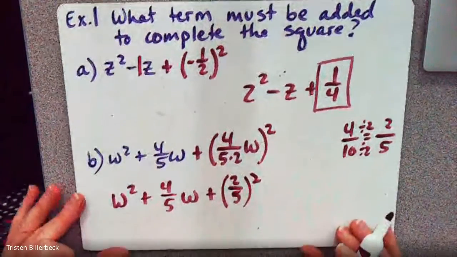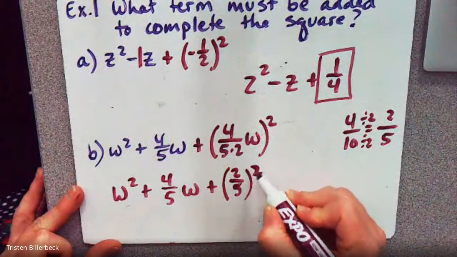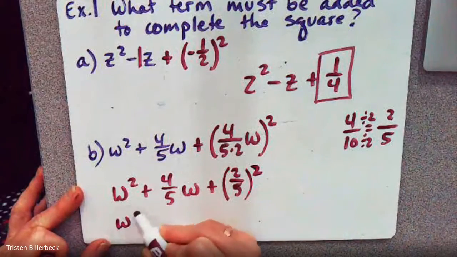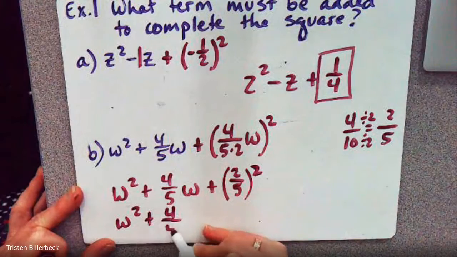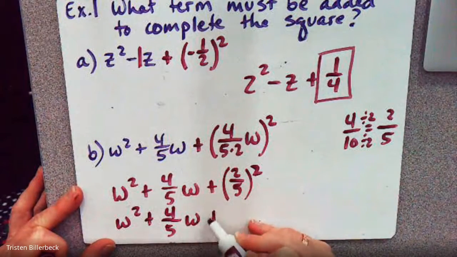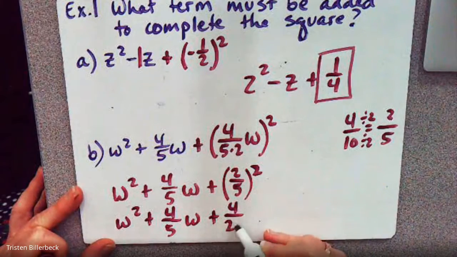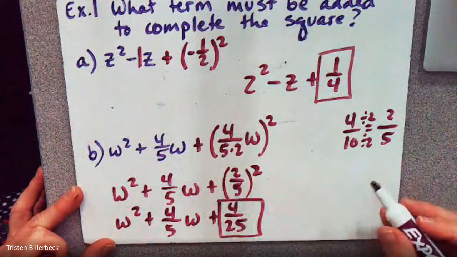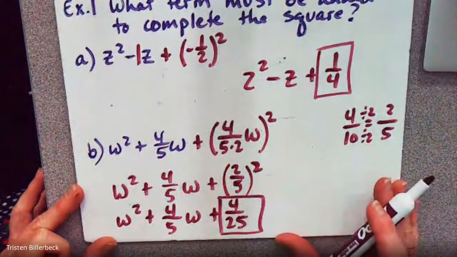Okay, so let's never forget to reduce before we do some squaring, because squaring will make a big number even bigger and harder to find those factors to reduce and simplify the fractions. So here we go. 2 squared is 4 and 5 squared is 25. So our missing term was 4/25. Okay, so that's what we had to add.